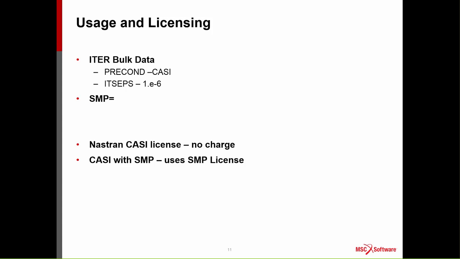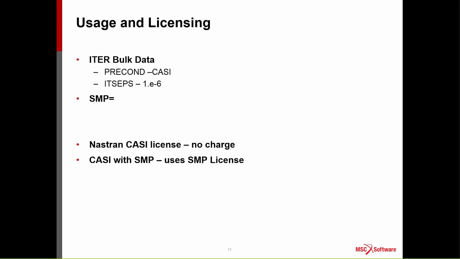So what do you need to do to use the iterative solver? First of all, there's a bulk data card called ITER, and you activate the CASI preconditioner, and you give the convergence associated with the iterative solver. I tend to use e to the -6, and then you specify SMP on your command line.